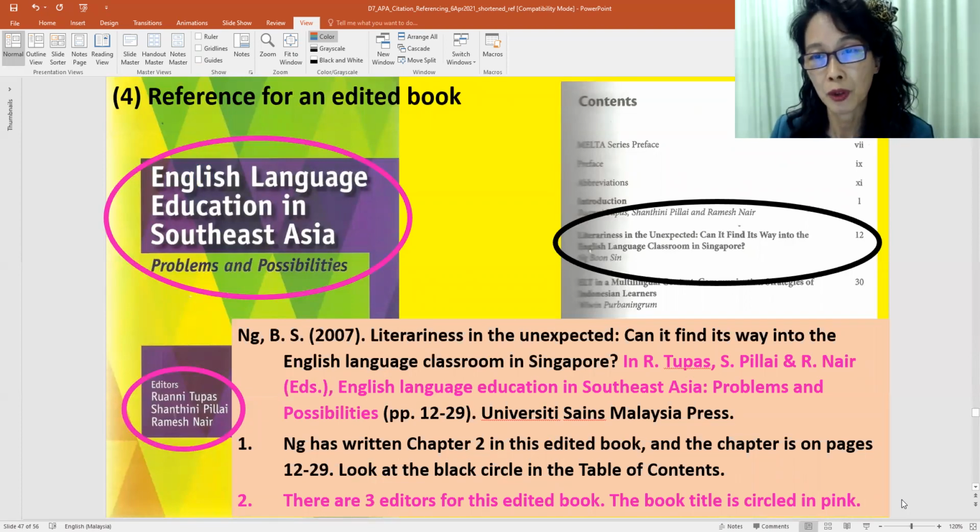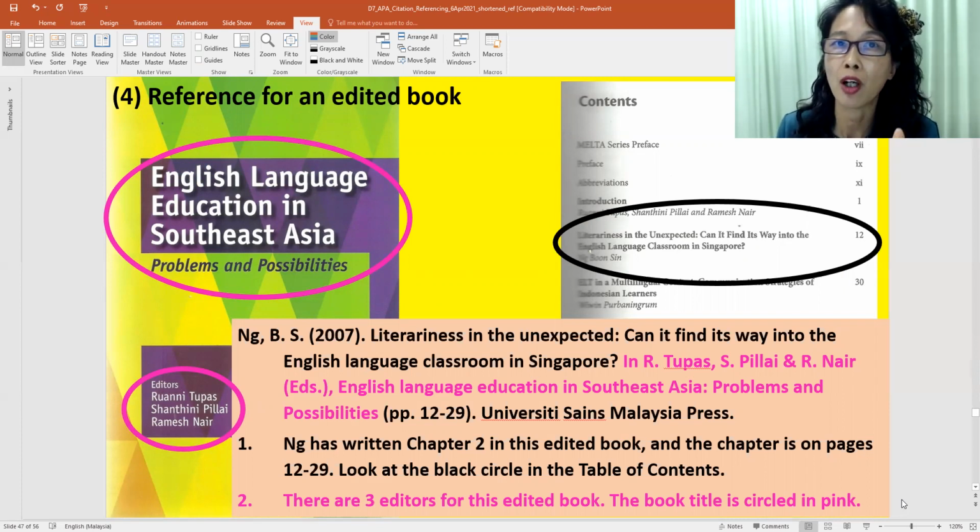Okay, so look at the pink box here. We start with the chapter 2 that we are interested in, that we are referencing. So we start with the writer's name, Ng, B.S., bracket, 2007. Then the chapter 2 title, Literariness in the Unexpected: Can it find its way into the English language classroom in Singapore? Now, the next part that follows, I have put in pink. We put the editor's name in, R. Tupas, S. Pillai, and R. Nair. Pay attention that for the editors, we put the initials before their surnames. But for the author, it's always the surname first, followed by the initials.